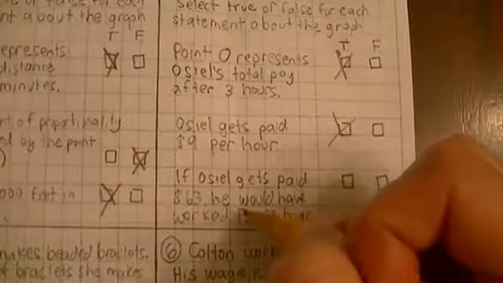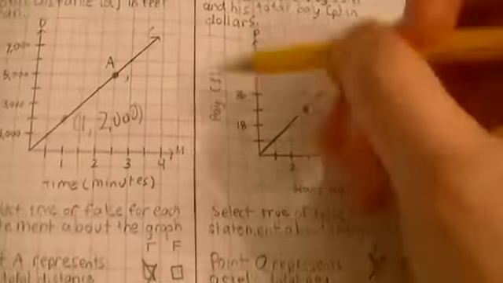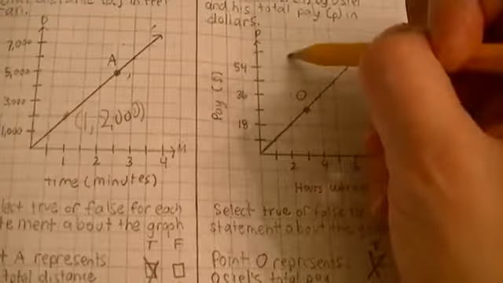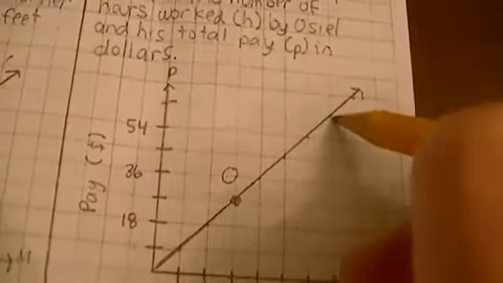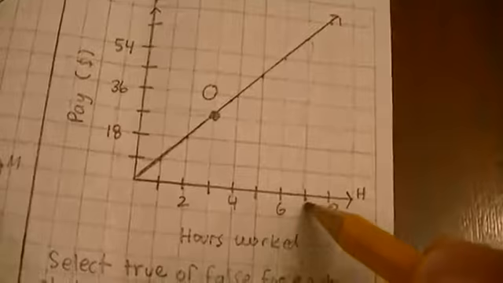If OCL gets paid $63, he would have worked for 7 hours. So $63 is what they give us. I'm going to look at $63 over here. So that would be this one, and it corresponds to here on the graph. And he would have worked, let's make sure this is a 7. We're counting by ones, yep, so that'd be 7 hours. That's true.